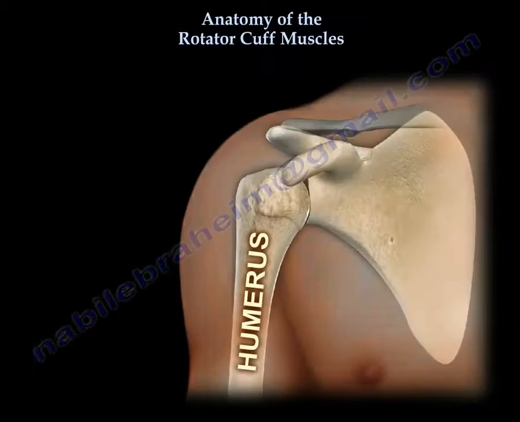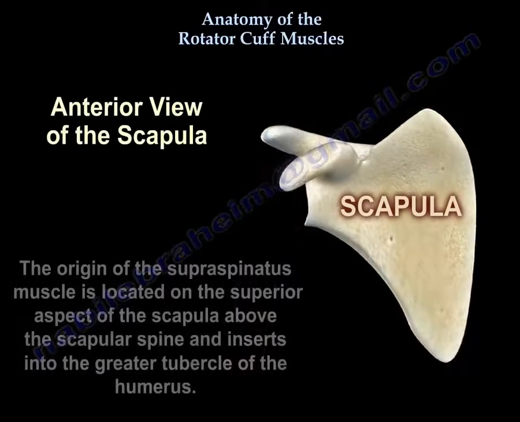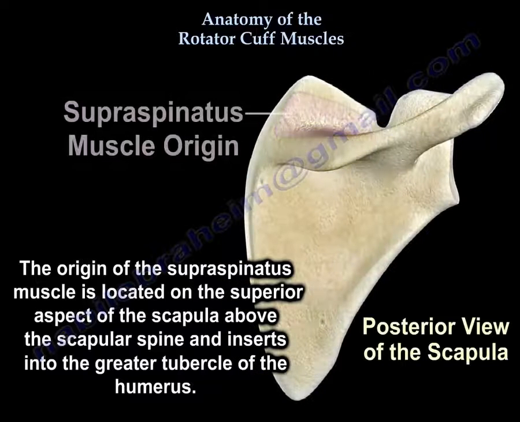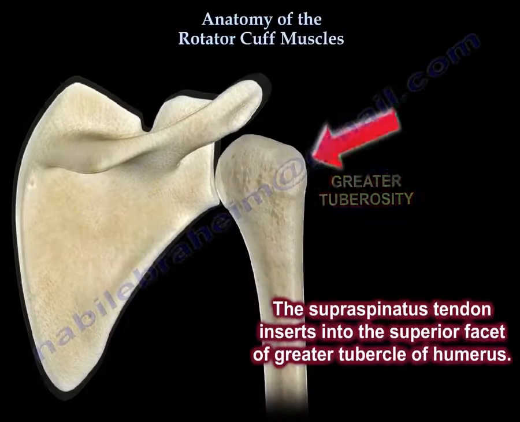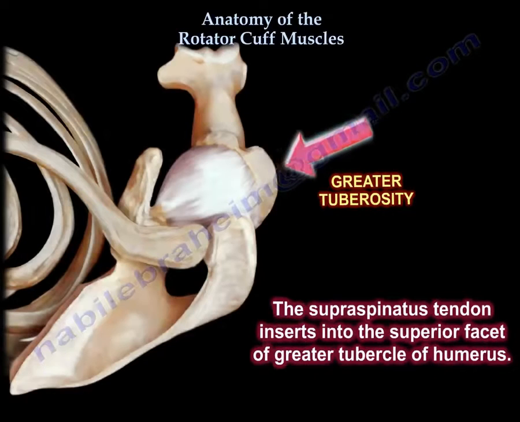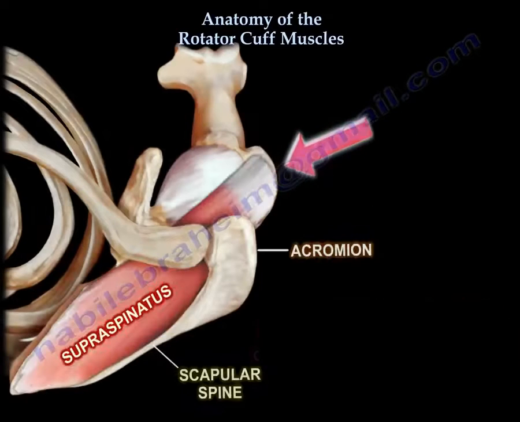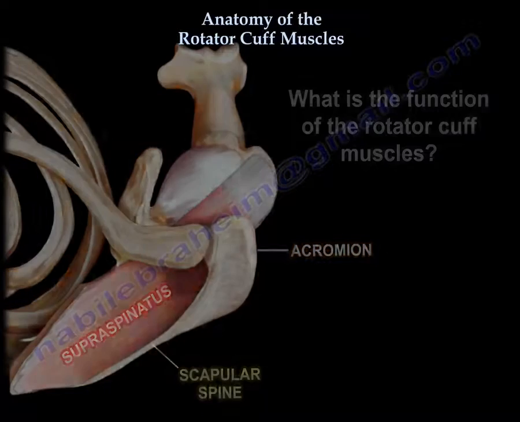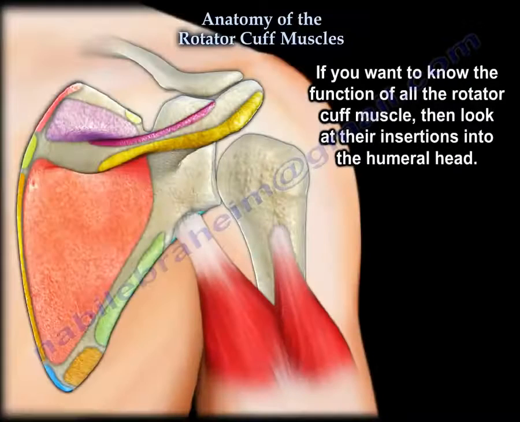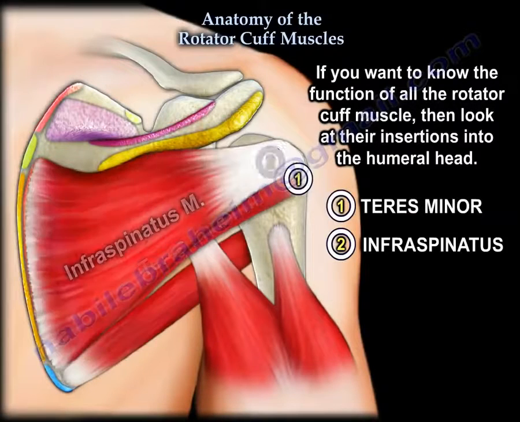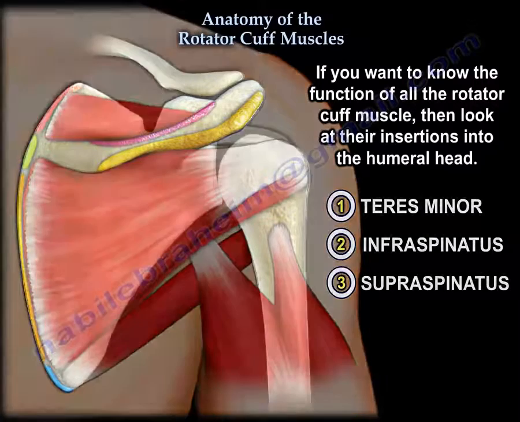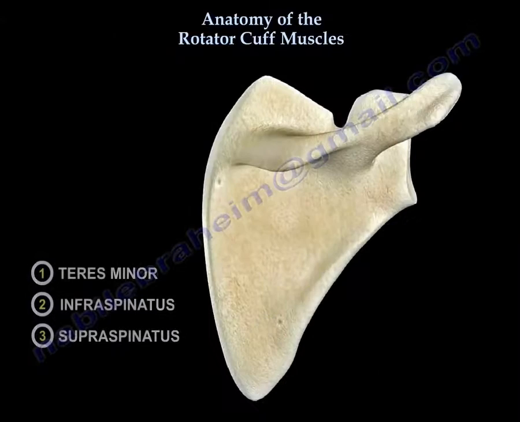So let's talk about the supraspinatus. Briefly, the origin is above the spine of the scapula and it inserts superiorly at the tip of the greater tuberosity. What is the function? If you want to know the function of all the rotator cuff muscles, look at their insertion. I'm going to repeat that again. If you want to know the function of the rotator cuff muscles, look at the insertion. Look at this model.